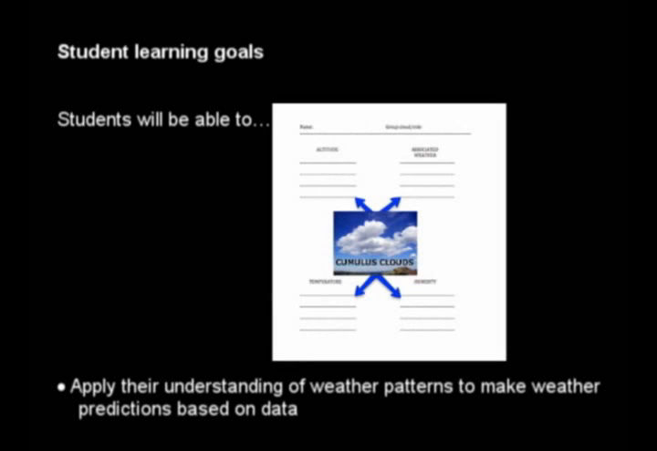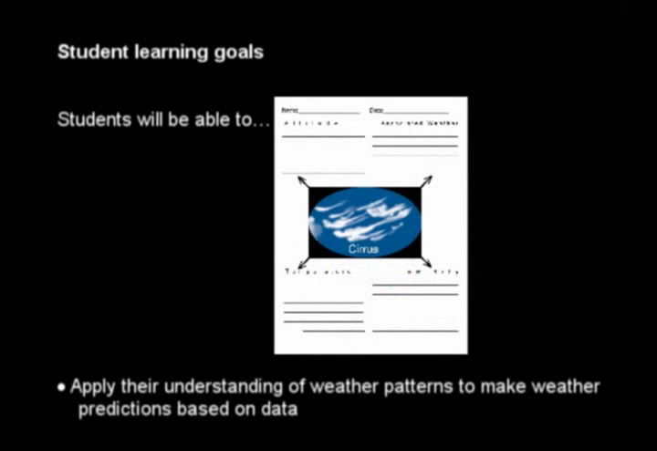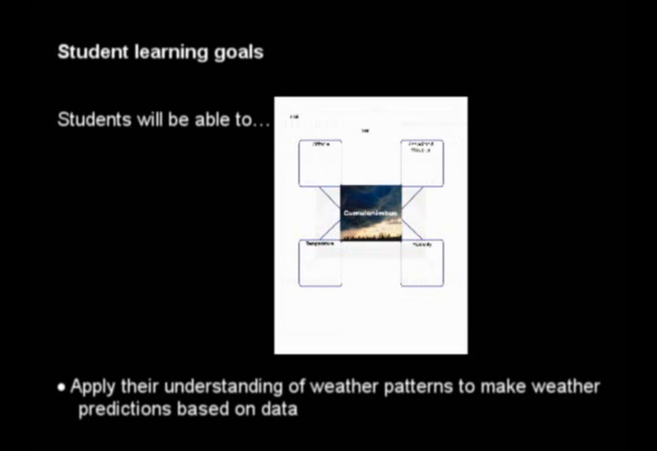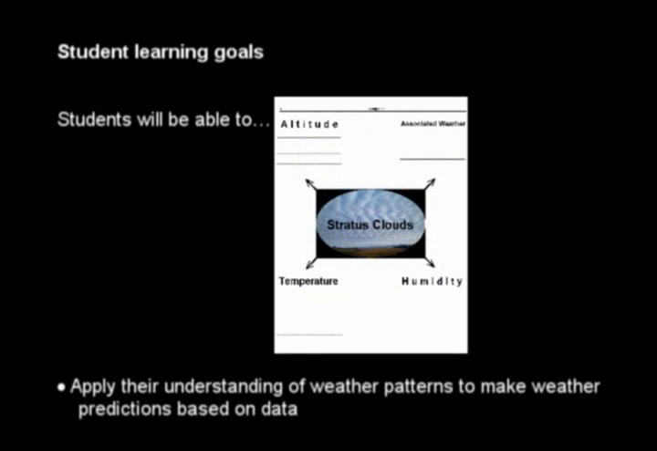Students will also be able to apply their understanding of weather patterns to make weather predictions based on data. They should be able to analyze the system of interacting weather variables through the use of graph charts and graphic organizers. Students will be able to predict basic weather conditions and cloud types based on measurement data from weather instruments. That concludes the decide phase of our presentation, and next we will be moving on to the design phase.